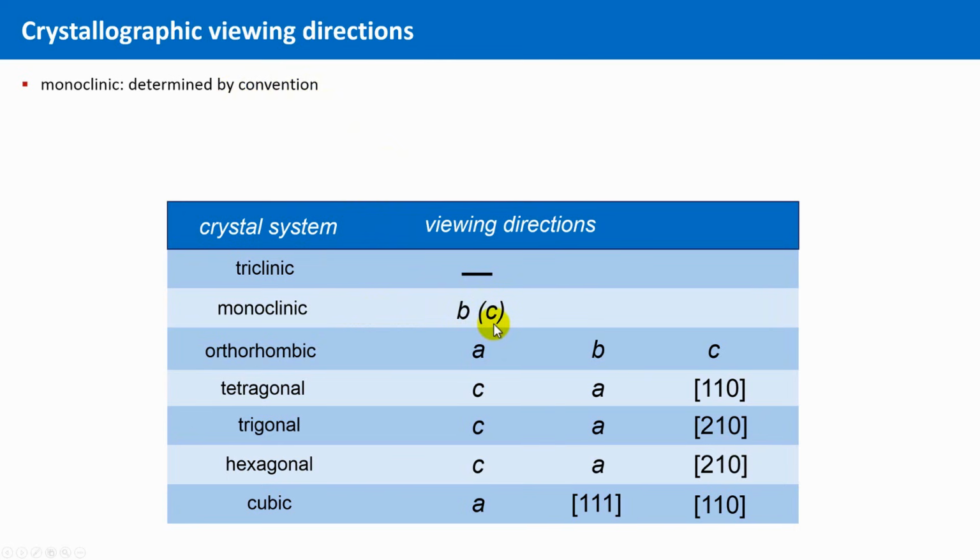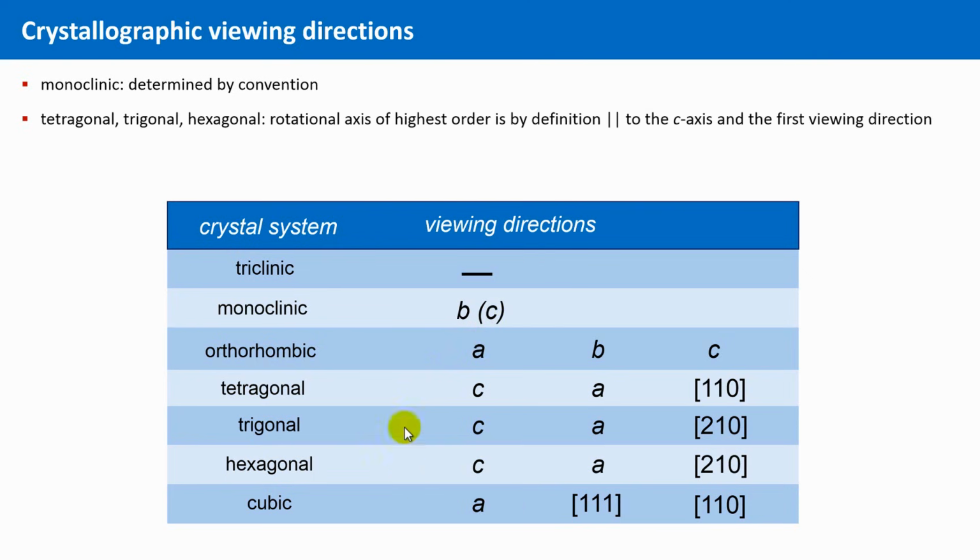But if someone chooses this non-conventional setting, this always has to be explicitly stated. For the tetragonal, trigonal, and hexagonal crystal systems, the rotational axis of highest order is by definition parallel to the C-axis. The second viewing direction is for all these 3 systems A. But the third viewing direction is not the remaining crystallographic axis, namely B.